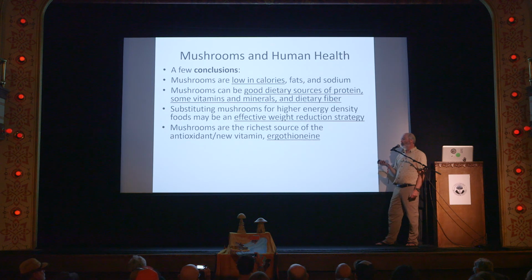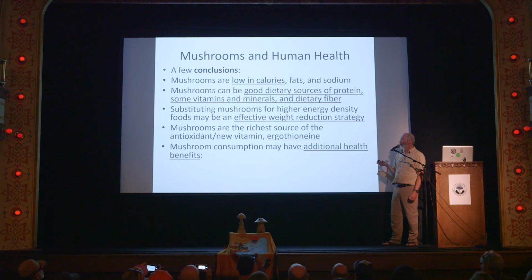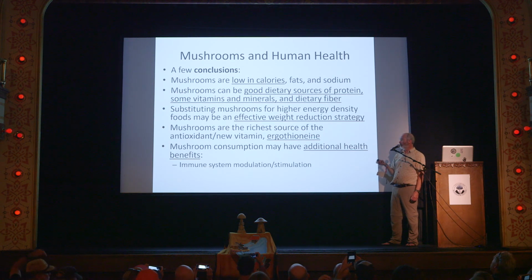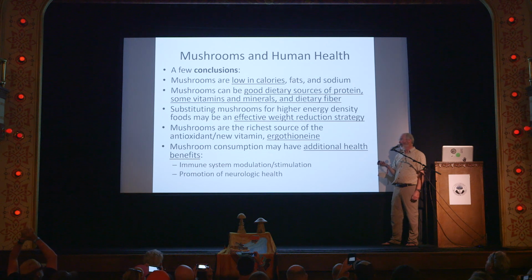Mushrooms are the richest source of that antioxidant or new vitamin called ergothioneine. And mushroom consumption may have additional health benefits, including immune system modulation and stimulation and promotion of neurologic health.